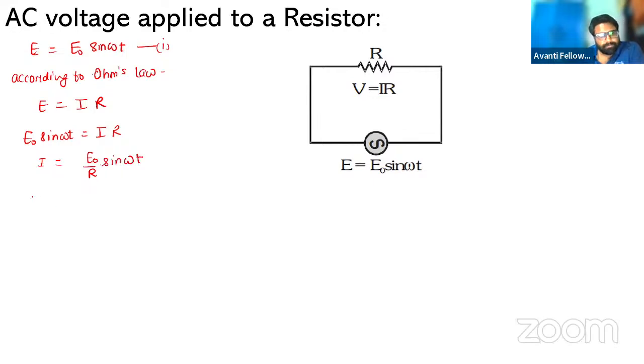Firstly we will write E naught by R. E naught by R is nothing but the maximum value of voltage divided by the resistance, and the value of resistance will not change, which means it is nothing but the maximum value of current. So it is I naught sin omega t.